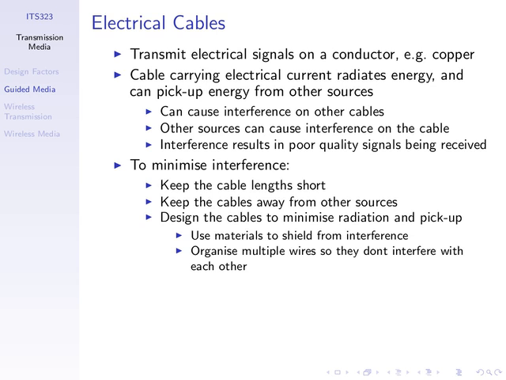So the other way is to design the cables so that they minimise the amount of energy they radiate and that they pick up. So use materials to shield them from interference. Give some coating to the wires so that other transmissions will not go through that coating. They provide some shielding from interference. Organise the wires so that they don't interfere with each other and others. And that's what we'll see in the next slide. So that's common for the next two examples of wired media.